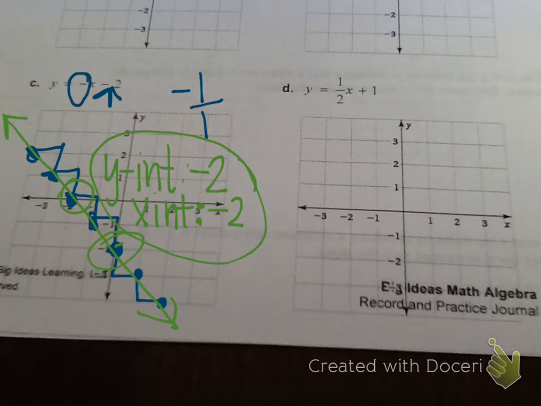I want you to try letter D on your own. Starting at a y-intercept of 1 and using your slope of up 1 over 2. Go ahead and graph that line and identify your two intercepts.